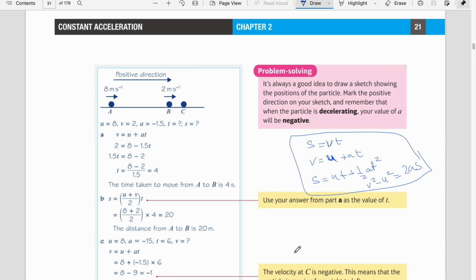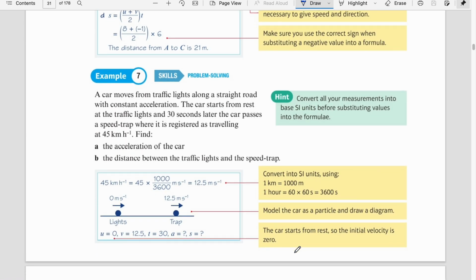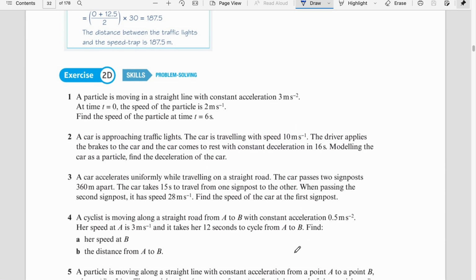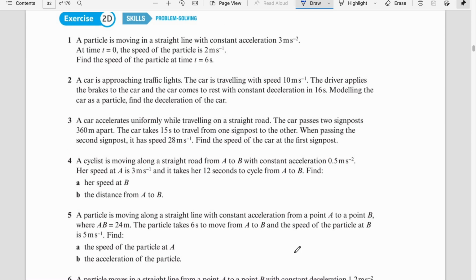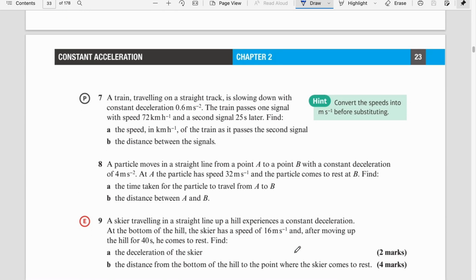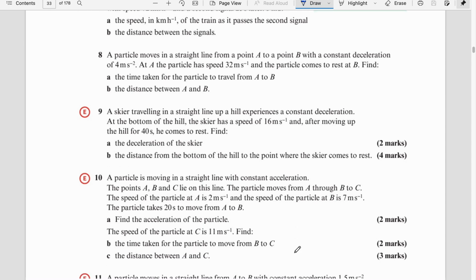Okay, moving towards questions. Is this the one? Later with the marks. Yeah, okay, with the marks.